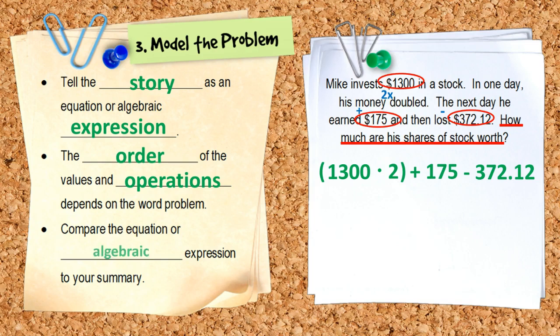Always compare the equation or algebraic expression to your summary. So if I wanted to retell the story without reading the word problem, I see that $1,300 was doubled. Well, I invested $1,300 and it doubled the first day. 175 was then added. Well, I earned $175. That's money that was added on to my value. Then I subtracted $372.12. That means $372 was lost.